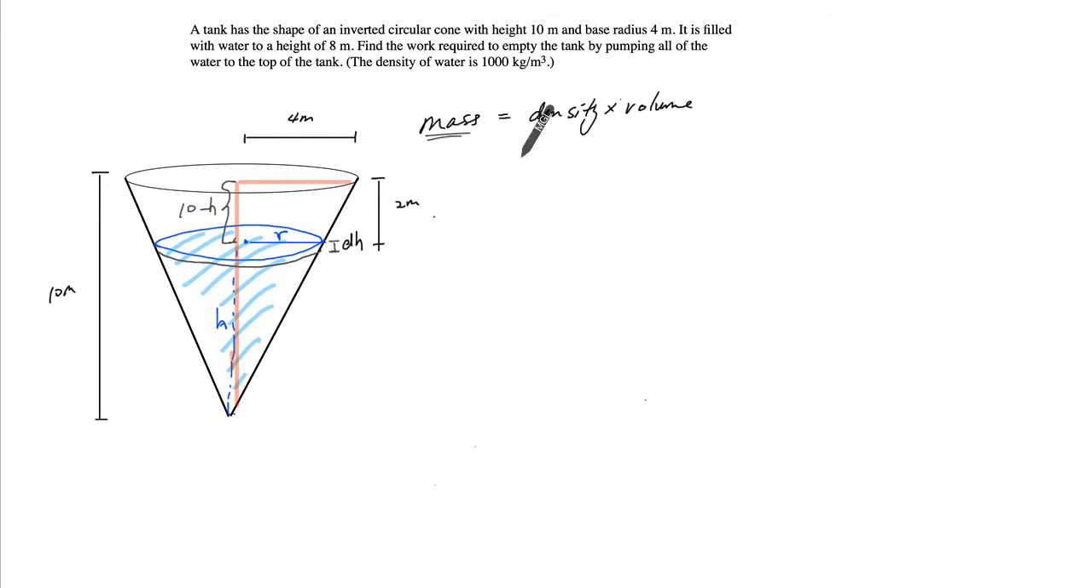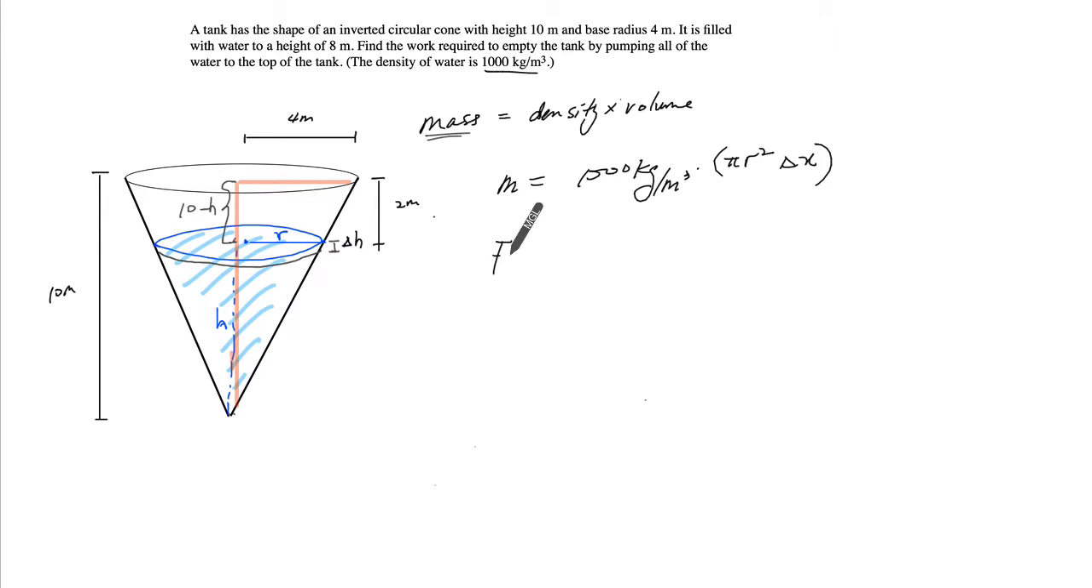First of all, mass is density times volume. Density is given, 1000. And the volume, for this thin slice, is going to depend on pi r squared times delta h first. Of course, we're going to make this infinitely small and it becomes dh later, but let's write delta h for now. So this is the volume.